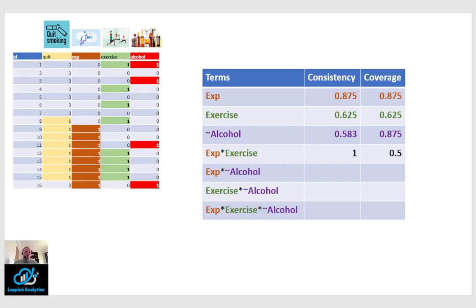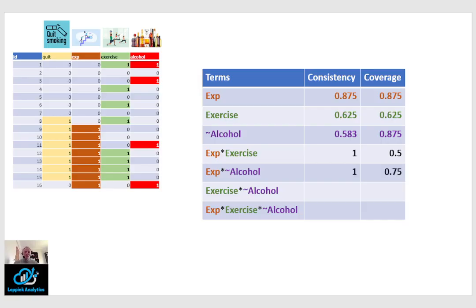In other words, the combination of exercise and health intervention only explains or covers 4 of the 8 cases who quit smoking, hence a coverage of only 50% or 0.5. In other words, while in this sample the combined occurrence of health intervention and exercise always led to the desired outcome, that is, quit smoking, it only covers half of the cases.